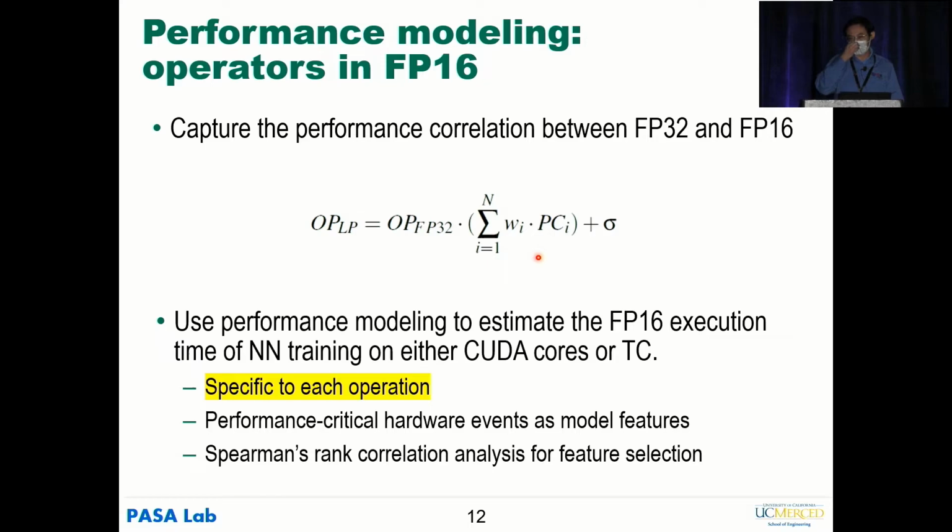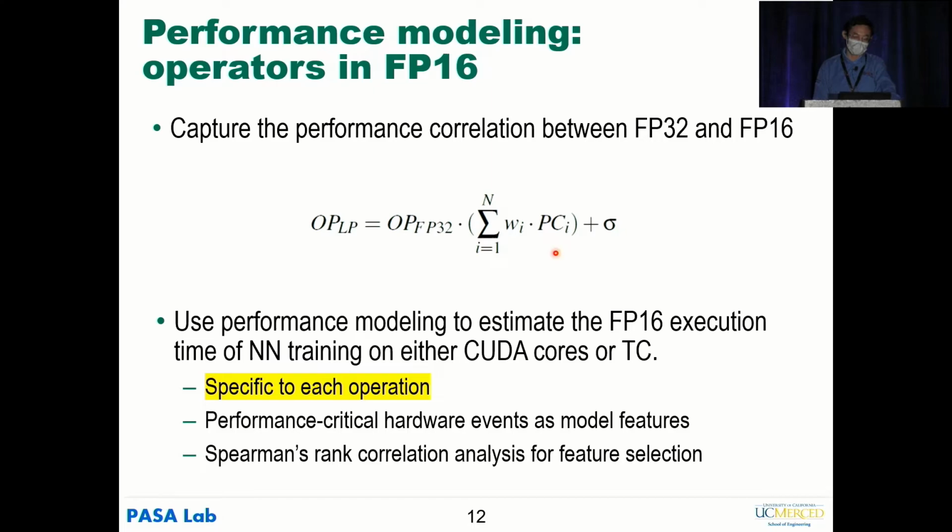Also, in the machine learning framework, you don't have too many operators, and you can build this performance model for each of them. And also you can repeatedly use the models, which amortizes your model construction cost. Also, as you can see in the model, we have these hardware counter events. These hardware counter events are selected based on the Spearman's rank correlation analysis. And those events are not universal. For different operators, we use different hardware counter events. Okay, so this is the general idea about the performance modeling.